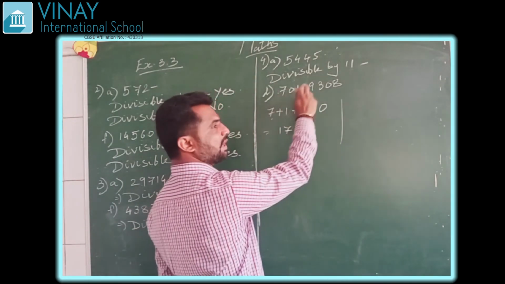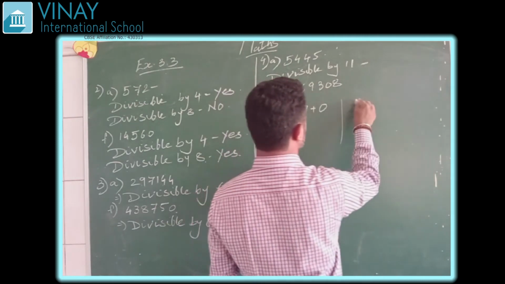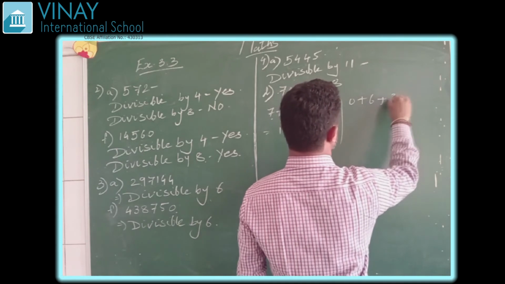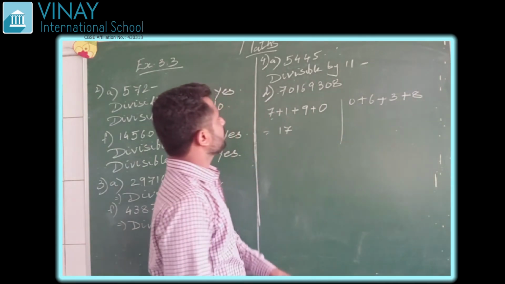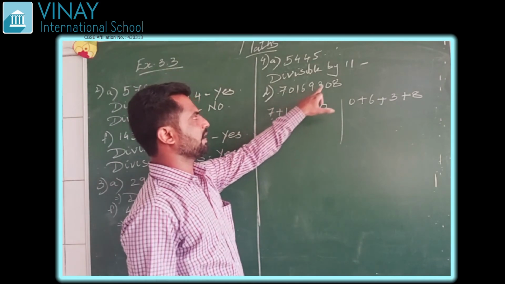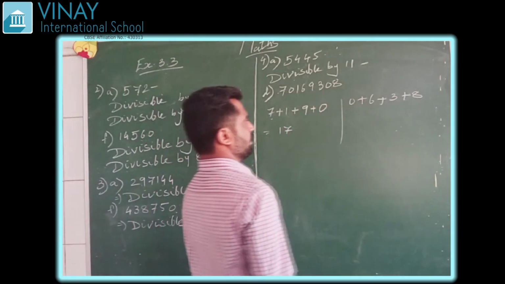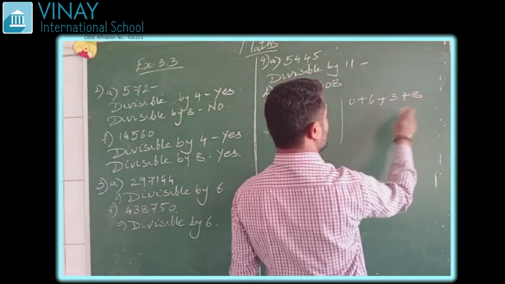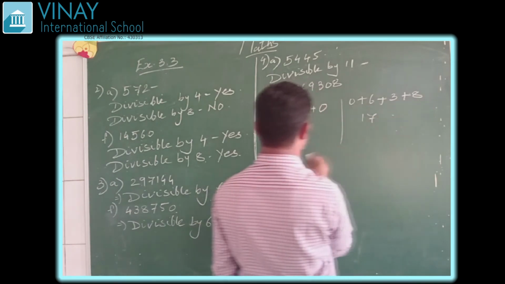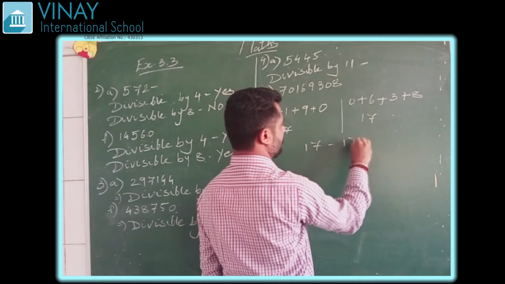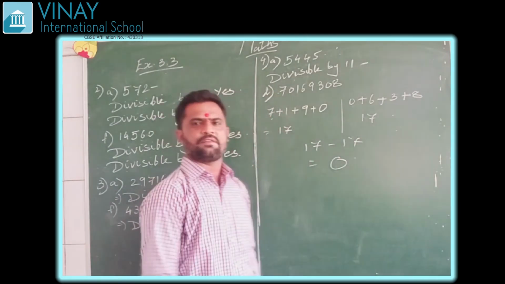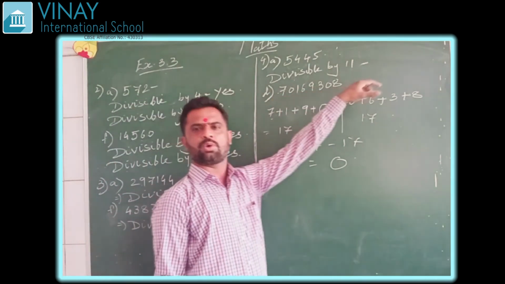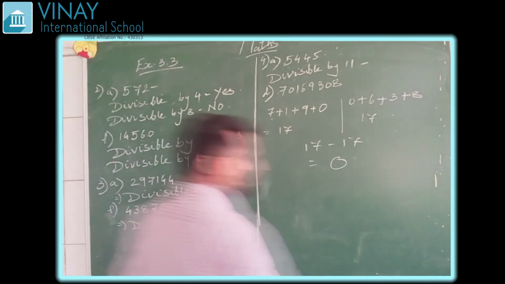Now the sum of even place digits, that is 0 plus 6 plus 3 plus 8. 0 plus 6 is 6, plus 3 is 9, plus 8 is equal to again 17. And the difference is 17 minus 17, which is equal to 0. Again the difference is 0 here. So this number 70169308 is again divisible by 11.